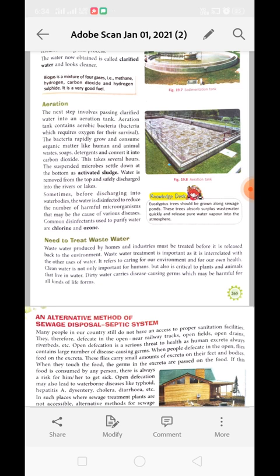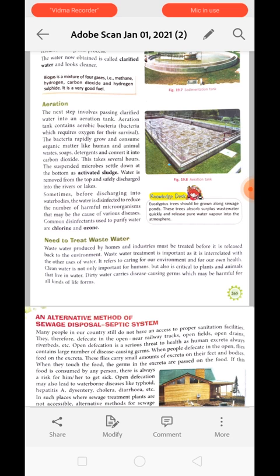So what is the need to treat the wastewater? Wastewater is water which is produced by our homes or industry, and it contains lots of waste which can be treated, and this water can be returned back to the pond or environment. Wastewater treatment is important as it is interrelated with the other uses of water. It refers to caring for our environment and for our own health.